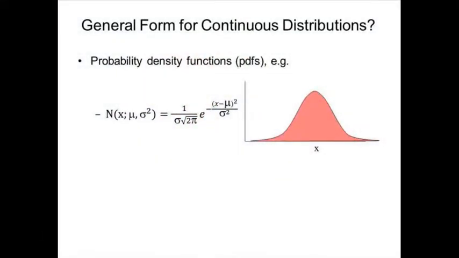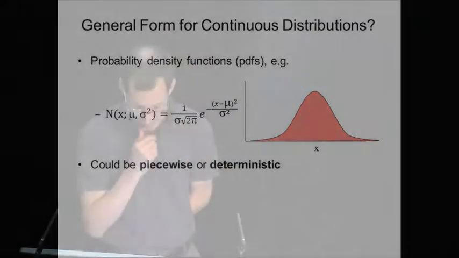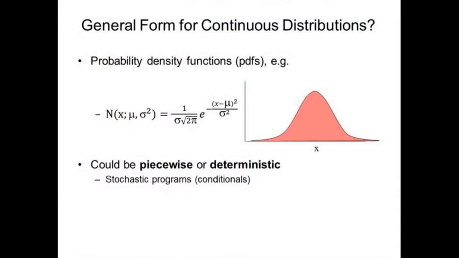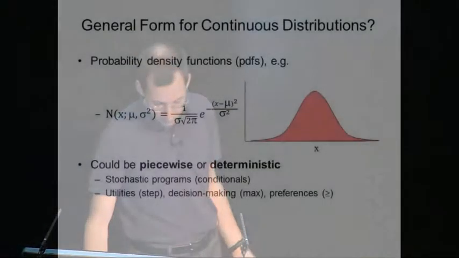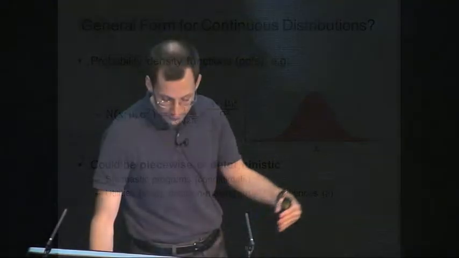So we need a symbolic form for general continuous distributions. Of course, it should be able to express things like Gaussians. It's a no-brainer. But I also claim that piecewise or deterministic distributions are quite common in practice, and we need to support these as well. If you work with stochastic programs, you often end up with conditionals. This gives you a piecewise nature to your functions. If you're like me and you focus largely on sequential decision theory, then you've got utilities, which often give step functions. In some region you get a reward, outside the region you don't get a reward. In decision making, you have a max, which always gives you a piecewise function.